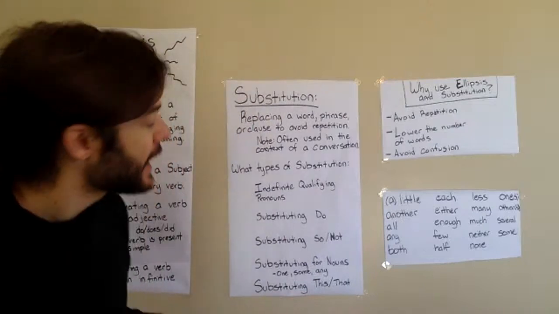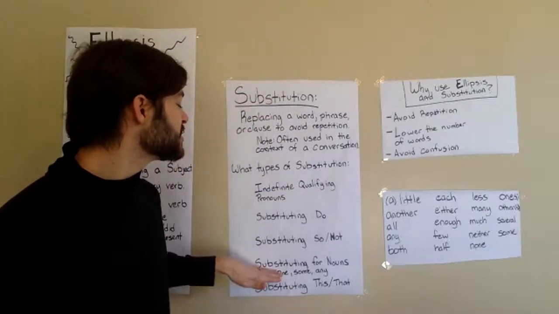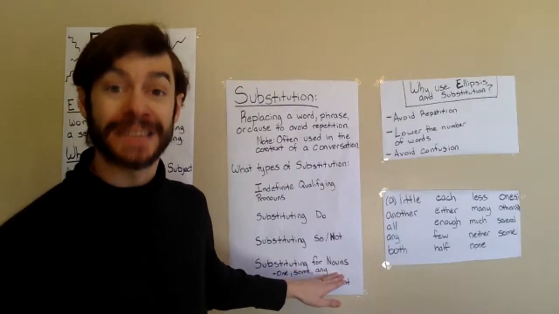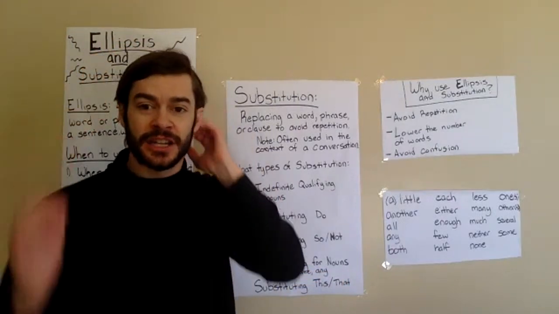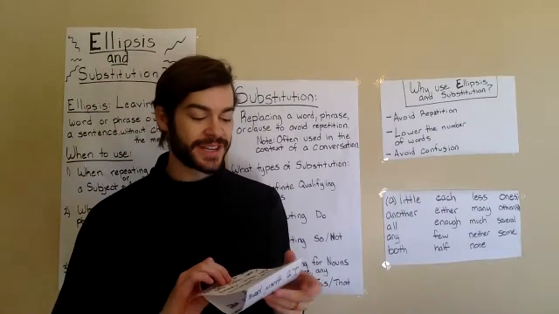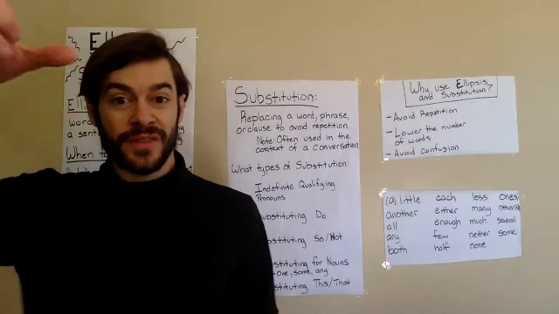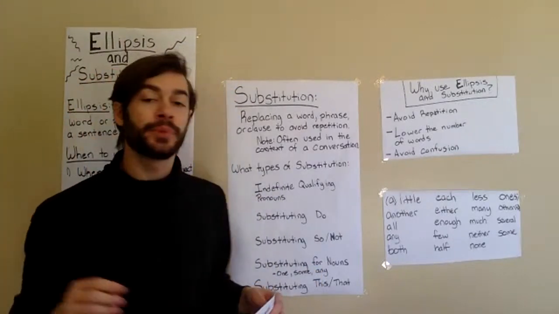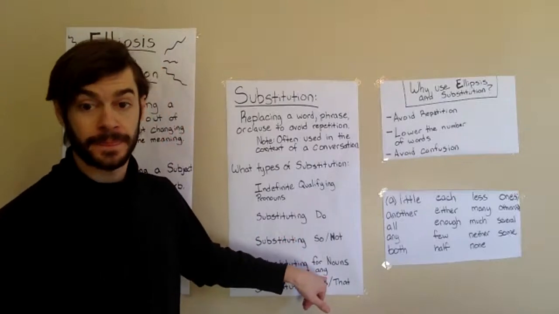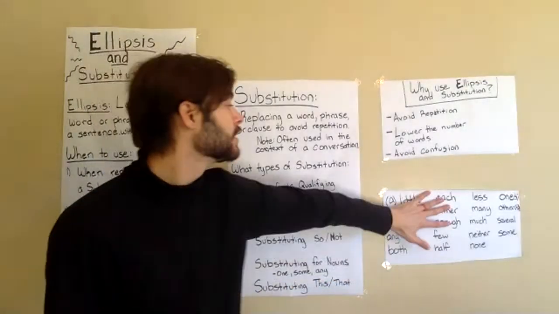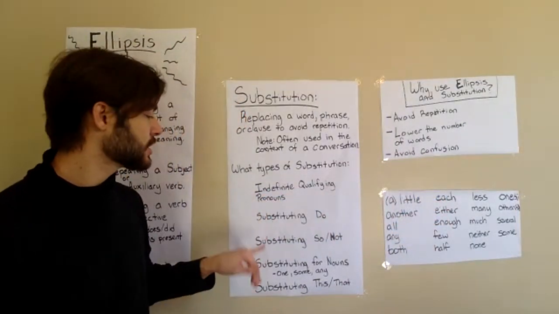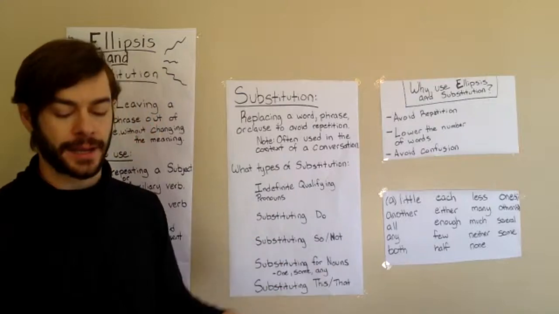Okay. So now we're going to take a look at substituting for nouns. And you'll see this a lot. Some of you have actually already put it in the chat before. So when we're substituting for nouns, that means we're going to take one of the nouns out, and we're going to put in usually one, some, or any. This is going to be very similar to some of our indefinite qualifying pronouns, but we're changing just the noun. One, some, or any.